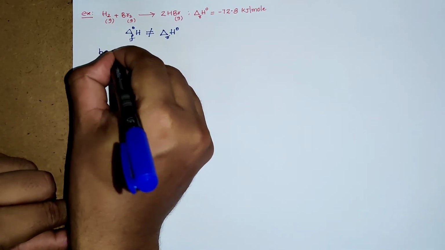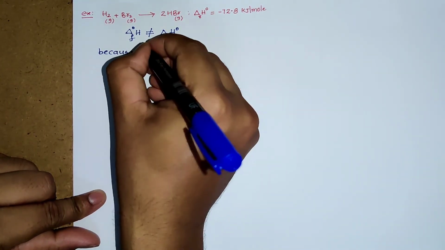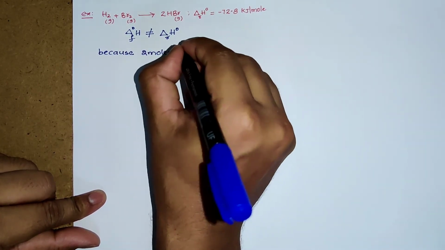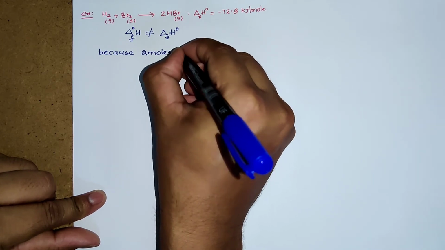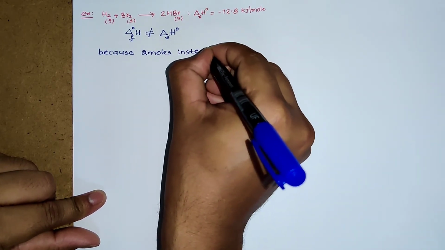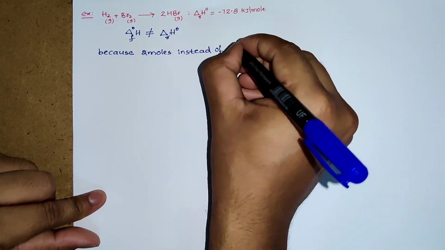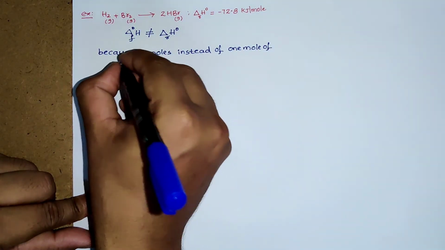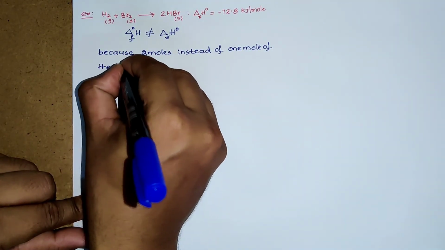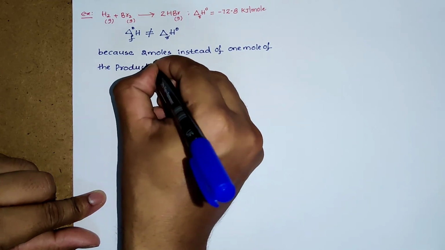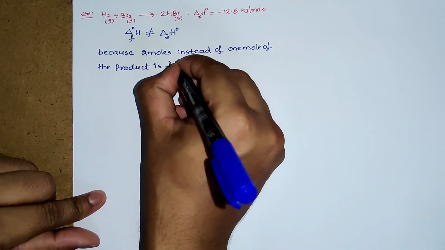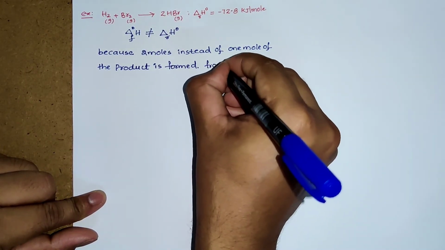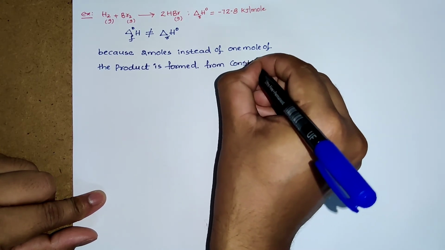So I write here, because 2 moles of the product are formed instead of 1 mole of the product formed from constituent elements.